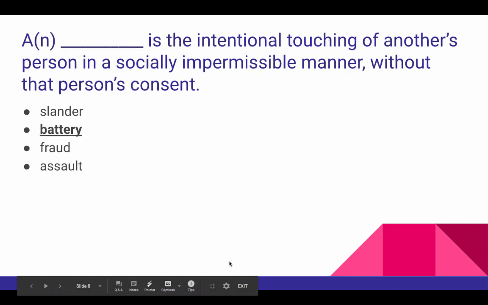Next question. A blank is the intentional touching of another's person in a socially impermissible manner without that person's consent. So of our answers there, slander, battery, fraud, and assault. Our answer is battery. So remember, there's discussion about it in the textbook. I think I also posted the slides in the classroom.